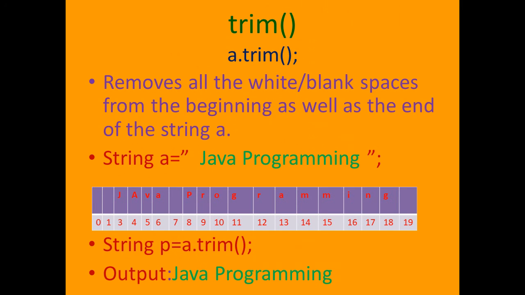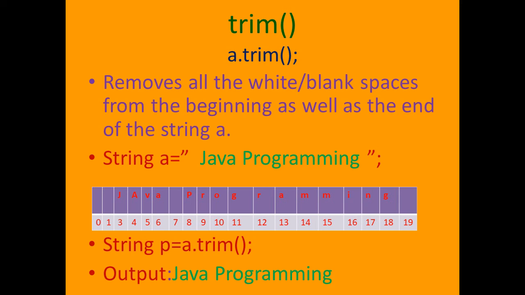Next is trim function. What's the use of this function? This function is used to remove leading and trailing blanks from a string. The other blanks which are available in between the words will remain unchanged. That means it removes all the white and blank spaces from the beginning as well as the end of a string. But it will not remove the spaces in between the strings. Only the first and last spaces are removed.